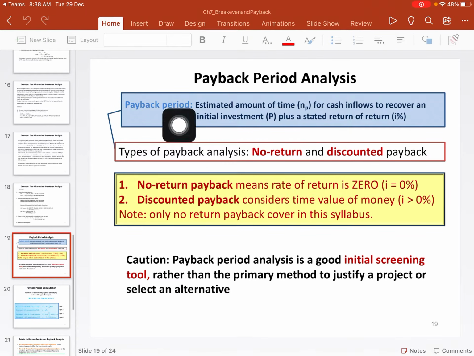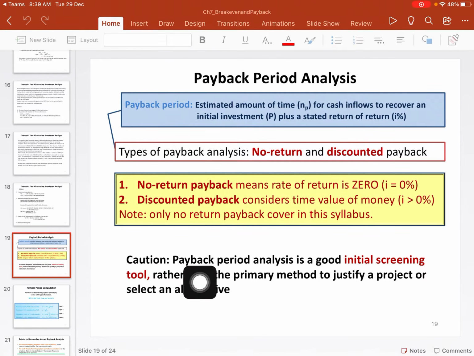So now we move on to payback period analysis. The payback period is an estimated time, denoted as NP, for cash inflows to recover an initial investment, P, plus a stated rate of return, which is the interest rate. There are two types of payback analysis, no return or discounted payback. So what is no return? No return payback means the rate of return is 0. Discounted payback considers time value of money where I is bigger than 0%. Note, only no return payback is covered in this syllabus.